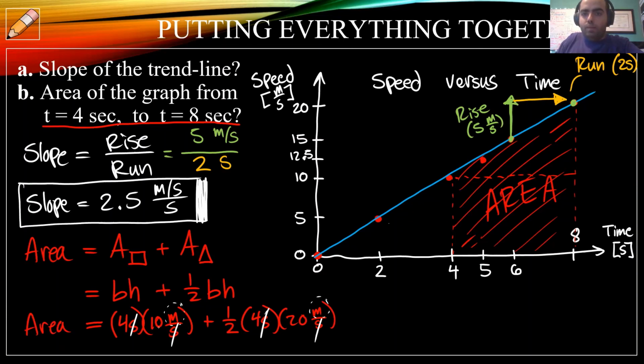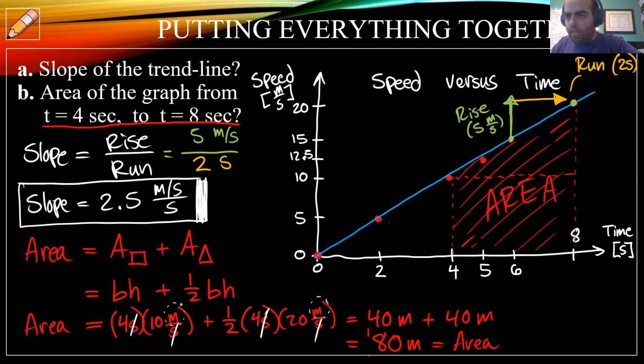And that's going to be 4 times 10 meters, which is 40 meters, plus 1/2 of 4 times 20. So 4 times 20 is 80, and then 1/2 of 80 is another 40 meters. So it looks like that area works out to 40 meters plus 40 meters, which is 80 meters. That is the area that they asked about.